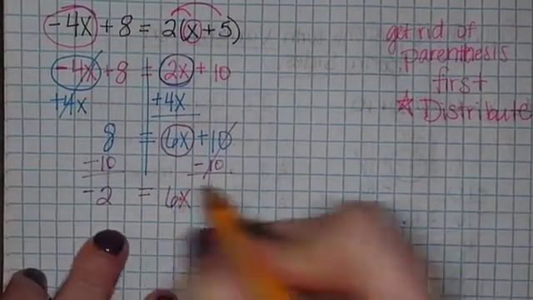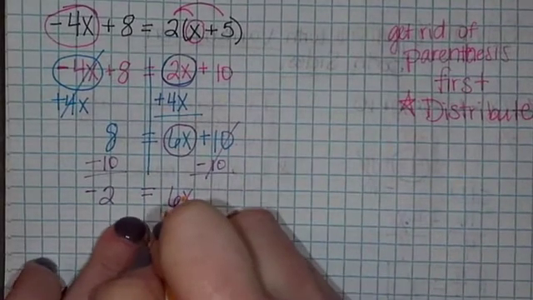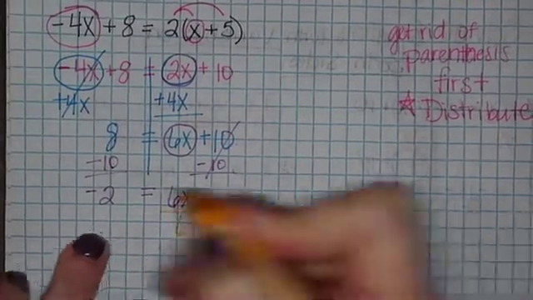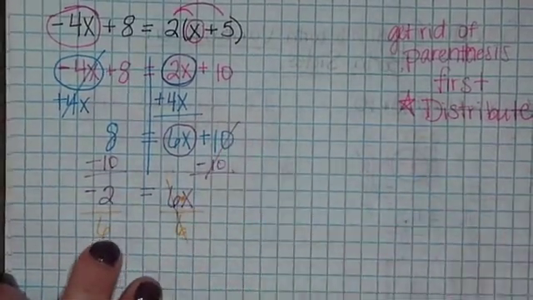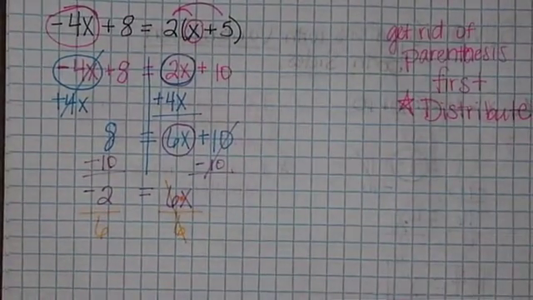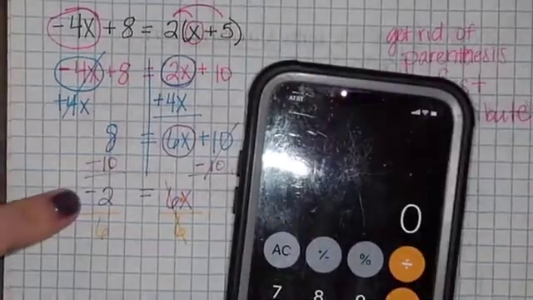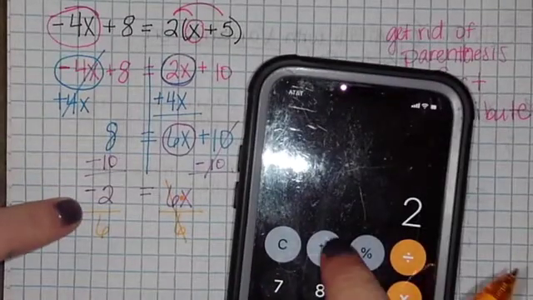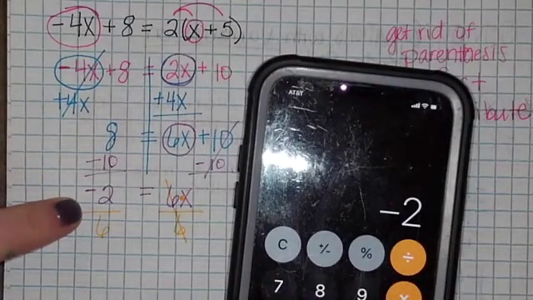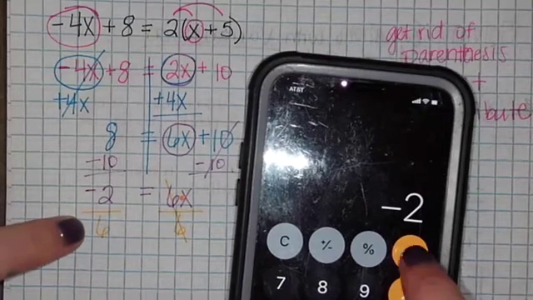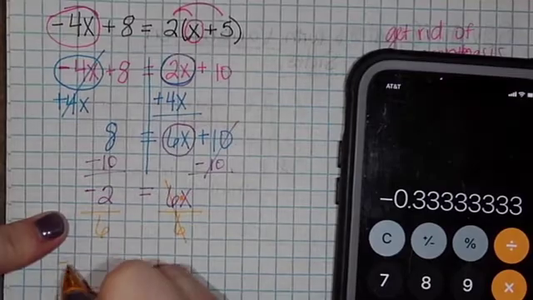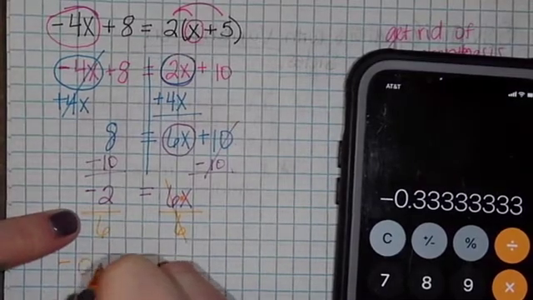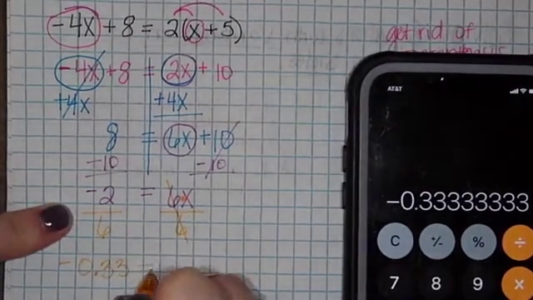So it's 6 times x. The opposite of multiply by 6 is divide by 6 and divide by 6. 6 divided by 6 cancels. So then let's type this one in. We have a negative 2, so remember hit 2 and then change it to the negative, and then divide by 6 is negative 0.33 equals x.